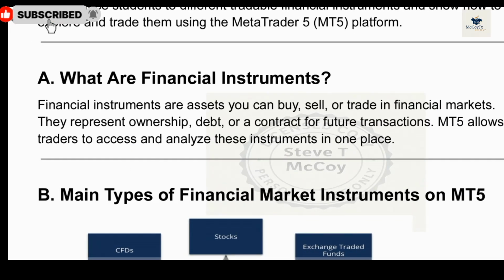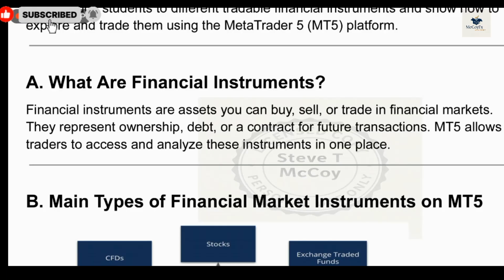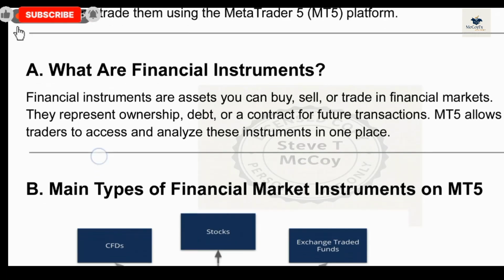I believe there are some of us here who don't know we have something like financial instruments. But with this opportunity, we will learn what financial instruments are. A, what are financial instruments? Financial instruments are assets you can buy, sell, or trade in financial markets. They represent ownership, debt, or a contract for future transactions. MT5 allows traders to access and analyze these instruments in one place.